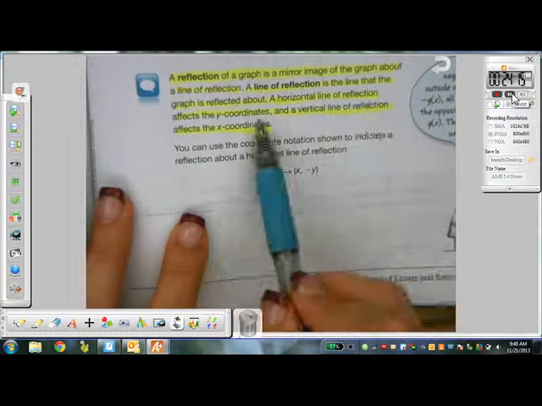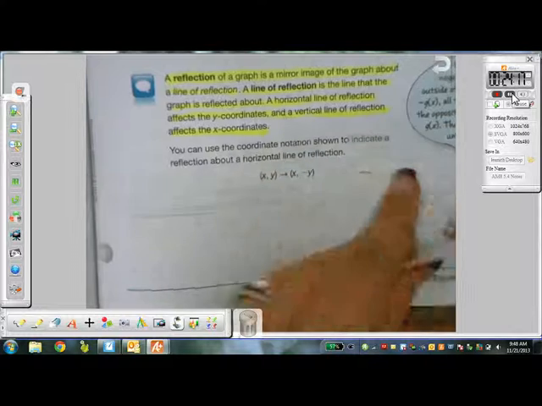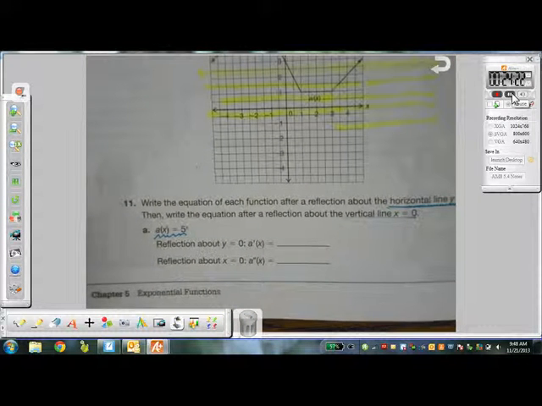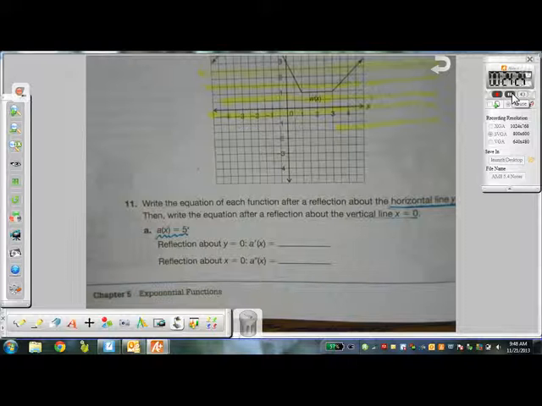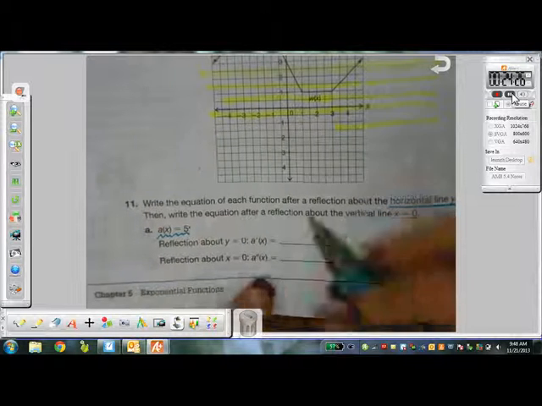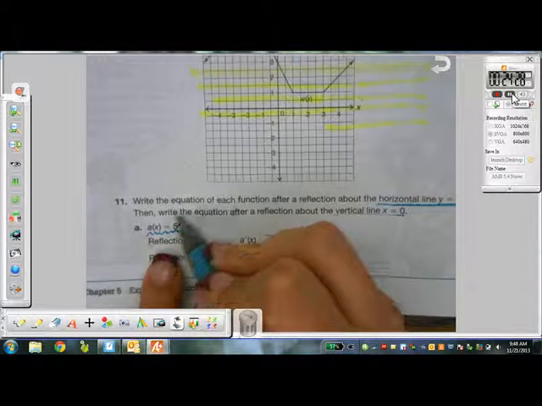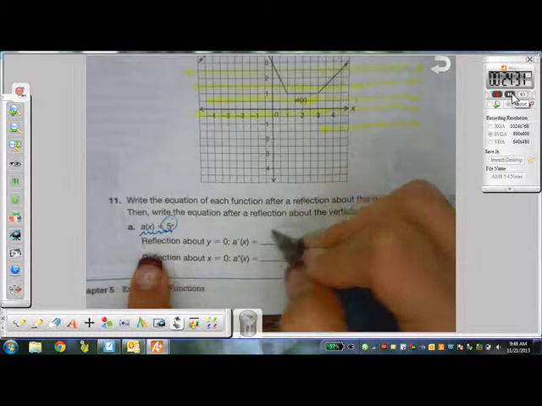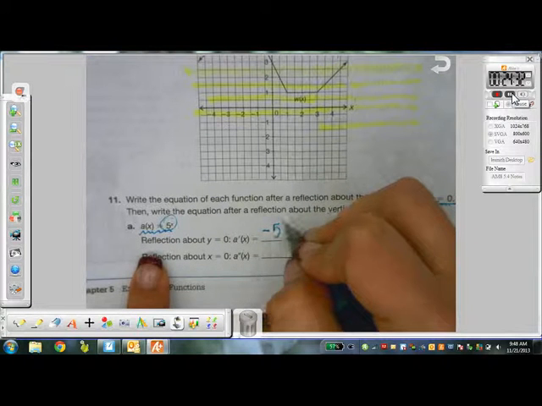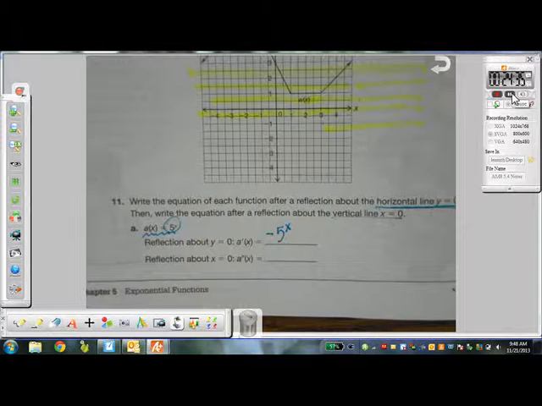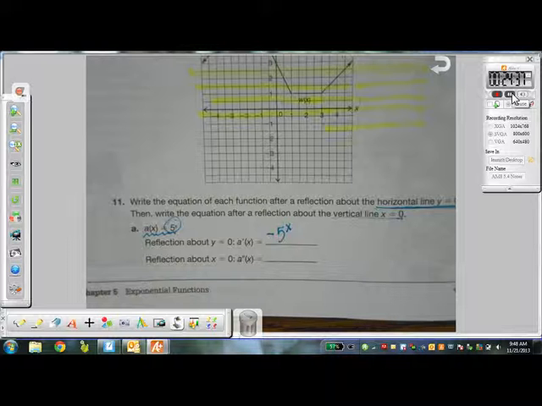The answer? So in order to reflect about y equals 0, the x-axis, that means that we're changing the answer, the y-coordinates. So this would be -5 to the x. Remember, you take the negative of the whole thing. Okay?